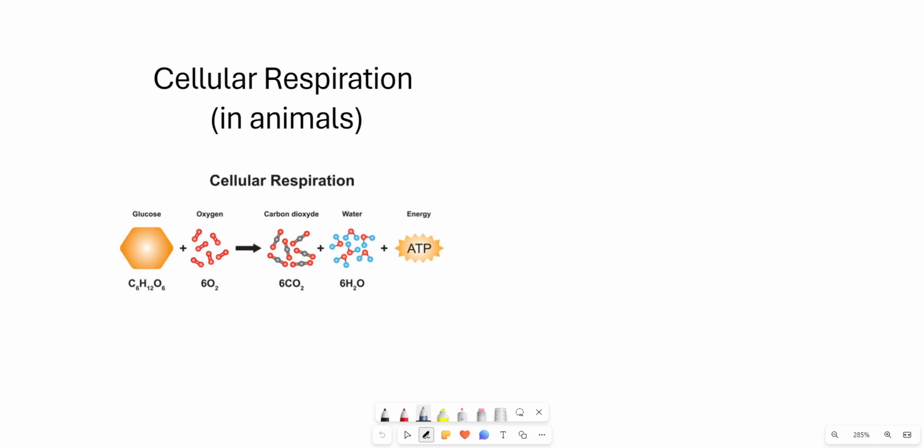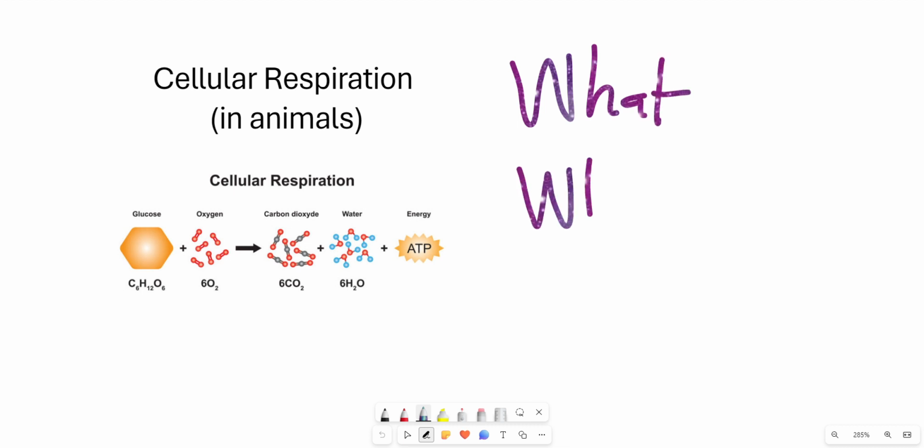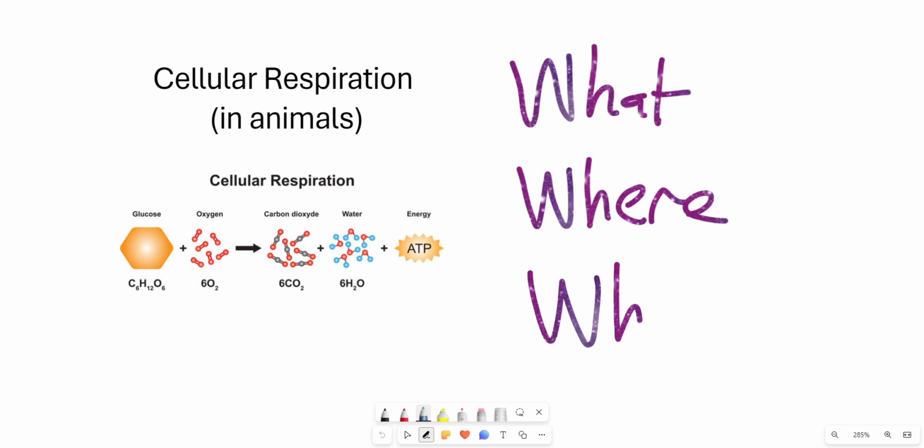Now, what I want my students to be able to do at the end of the lesson that we spend on this is to answer the 3 W's. What is cellular respiration? I want a definition. Number 2, where in the body, where in a cell does it occur? And number 3, why? Why does it occur? Why is it important? Why do cells need to go through the process of cellular respiration?